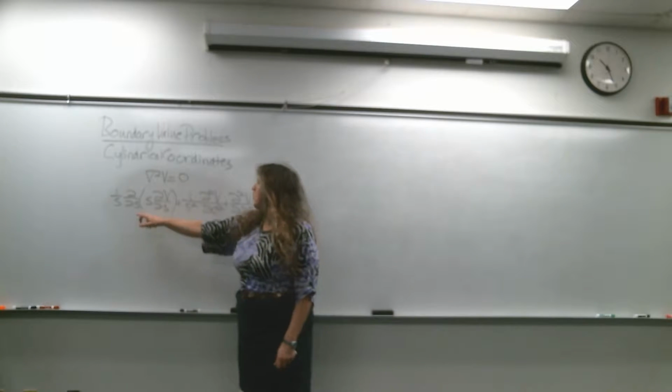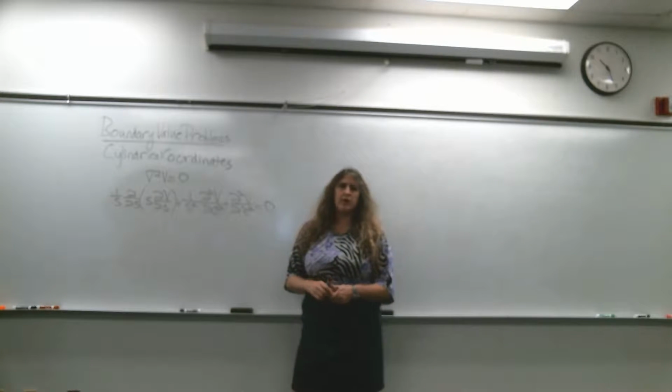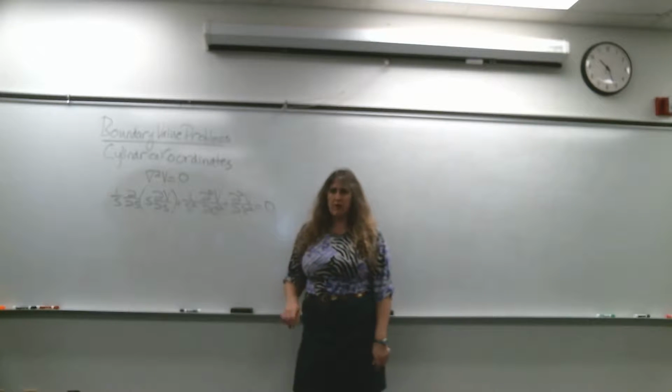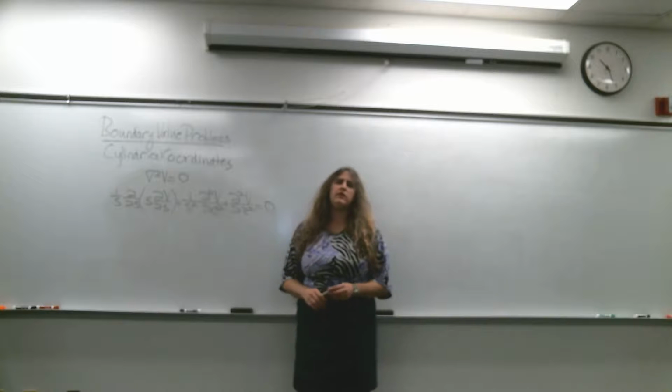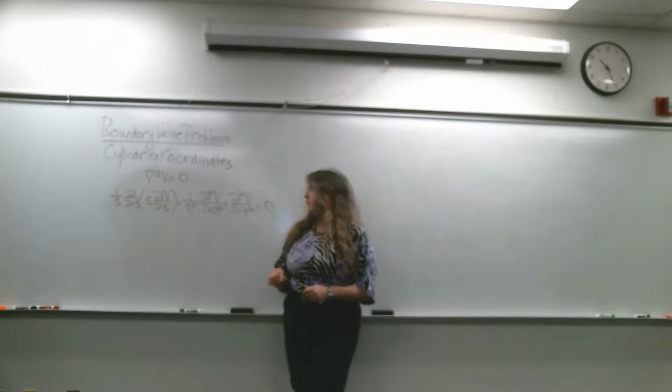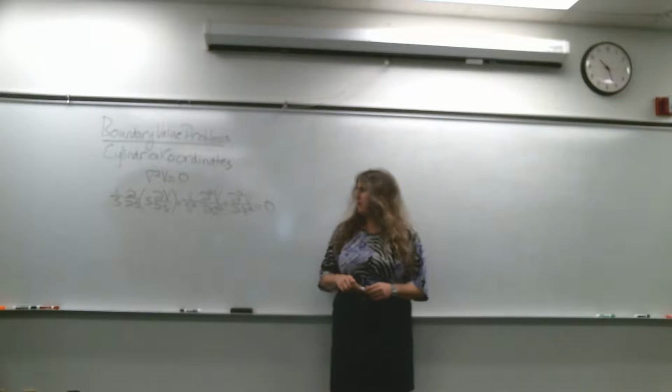Reading this off, we have 1 over s times the partial derivative with respect to s of s times the partial derivative of the potential with respect to s, plus 1 over s squared times the second partial derivative of the potential with respect to phi, plus the second partial derivative of the potential with respect to z.